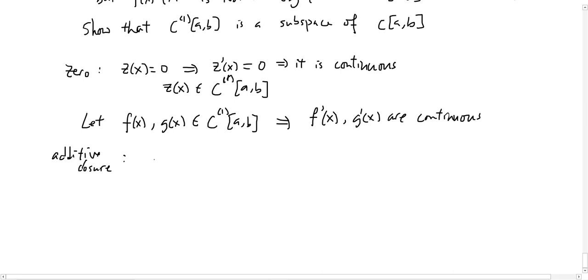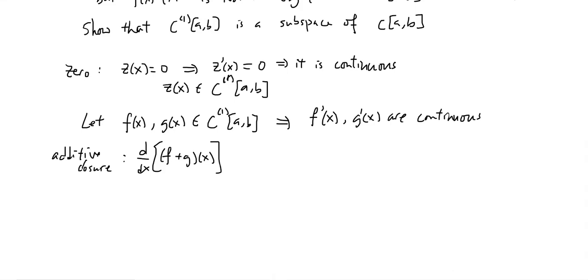Meaning that if f prime and g prime are continuous, thus is f plus g prime continuous? That's my question, so let's find out. Suppose I take the function f plus g, the sum, and we'll take the derivative of it, and we'll try to find out if that derivative forms a continuous function.